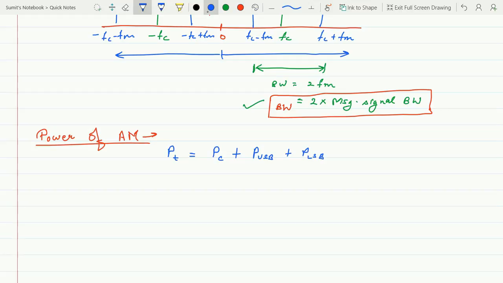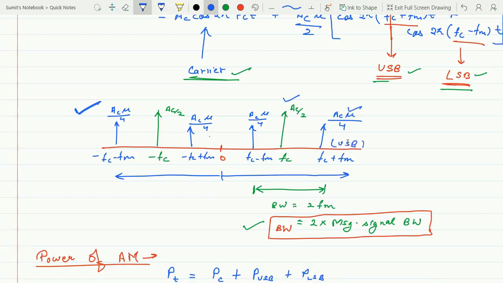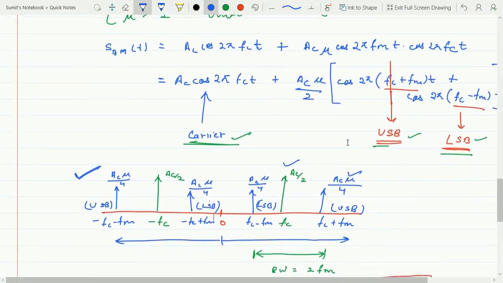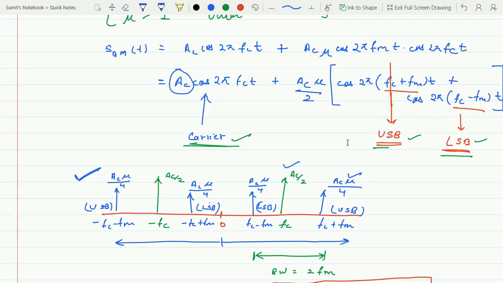So in the above figure, in the spectrum that we drew, we can see this is the carrier component, this is the upper sideband, or we can write it down here. This side would be your upper sideband, and this one is your lower sideband. So if you see the expression now, you got Ac cos 2 pi fc t. What is this Ac value here? Ac is the peak value of this signal.